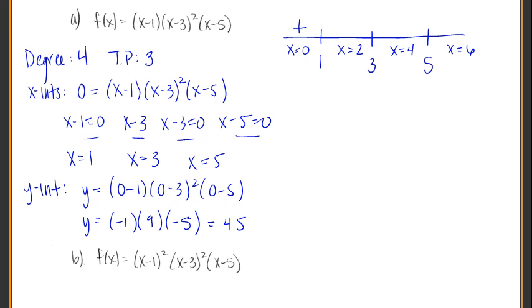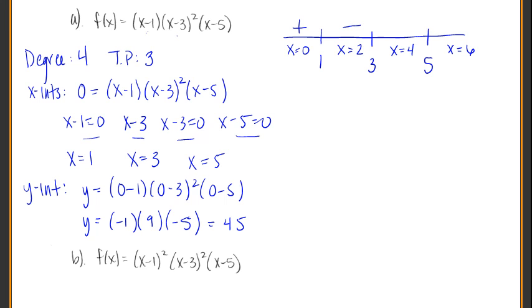To pick a number between 1 and 3, we pick 2. And if I plug 2 back in the function, 2 minus 1 is 1. 2 minus 3 is negative, but since I'm squaring it, it's always going to come out positive. So I have positive from this front parentheses, positive in the second, and 2 minus 5 is negative. So positive times a negative comes out negative. So I'm going to put a negative right there.